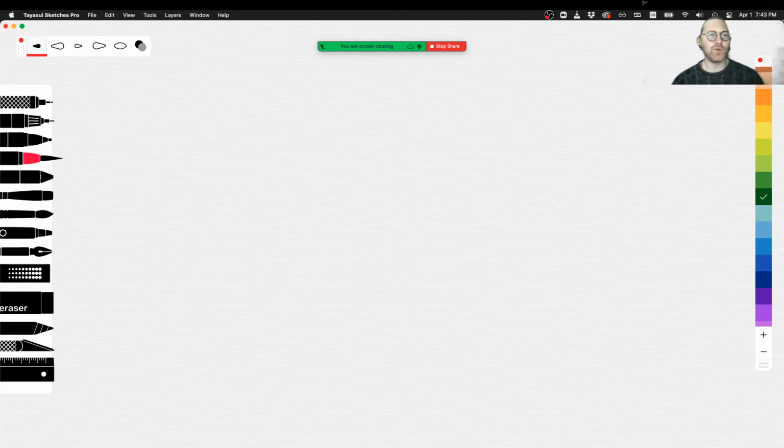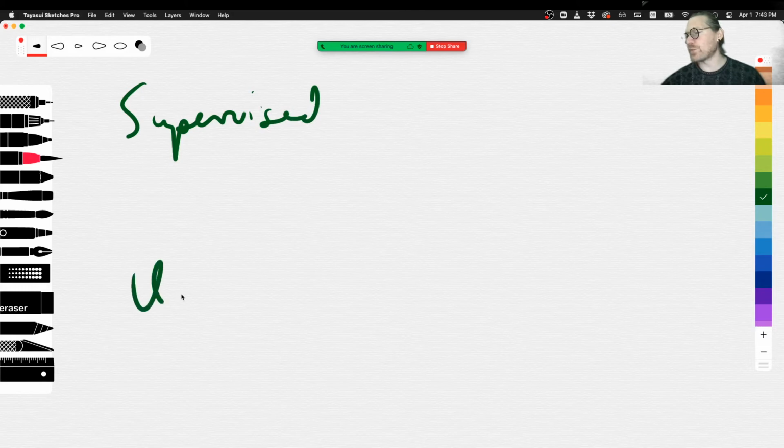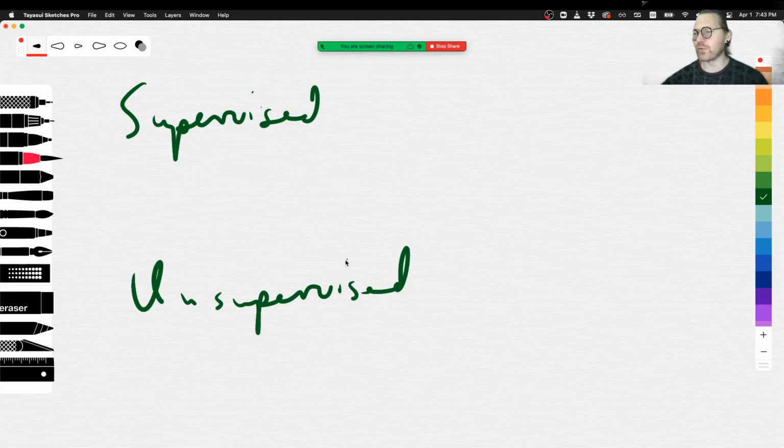Let's just say there are two types of machine learning that I want you to think about. There's supervised and unsupervised. These are kind of cryptic, we don't really know what these mean. But this has to do with the data in a lot of ways.